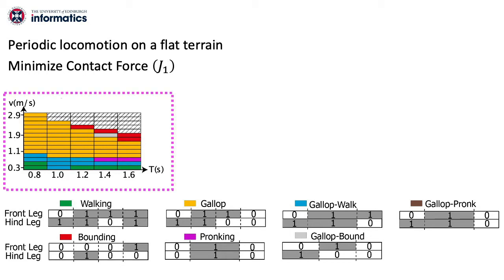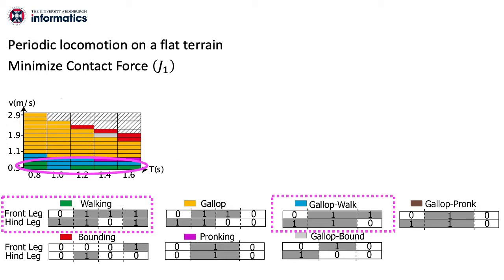The figure on the left illustrates the optimized gait patterns for a set of periodical locomotion tasks on a flat terrain, with the cost of minimizing contact forces. From the figure, we can observe that distinct gait patterns tend to occupy contiguous regions whose boundaries can be easily captured by supervised learning algorithms.